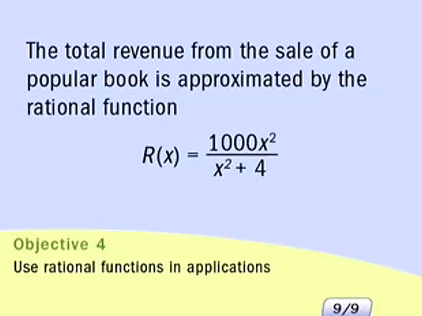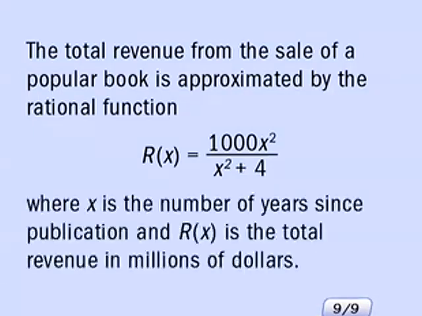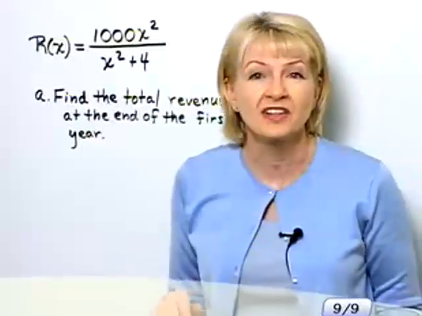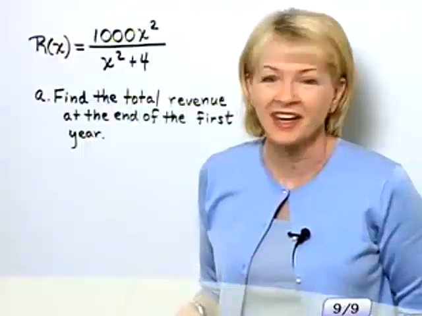The total revenue from the sale of a popular book is approximated by the rational function R of x equals 1000x squared over x squared plus 4, where x is the number of years since publication and R of x is the total revenue in millions of dollars. So let's see if we can answer some questions about this rational function and how it pertains to the application.